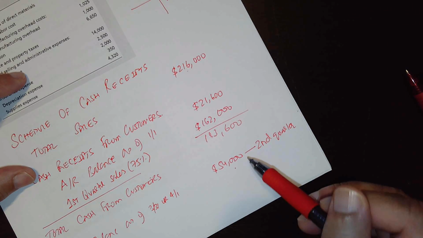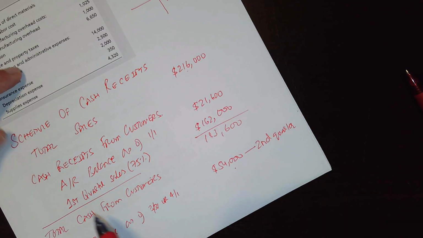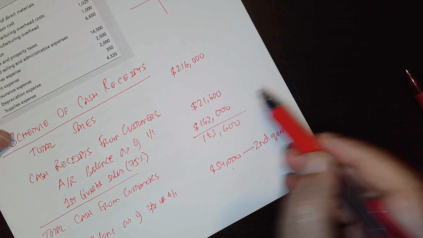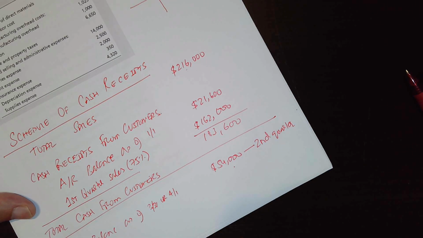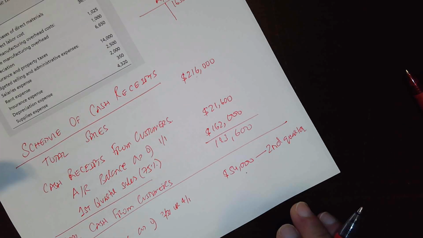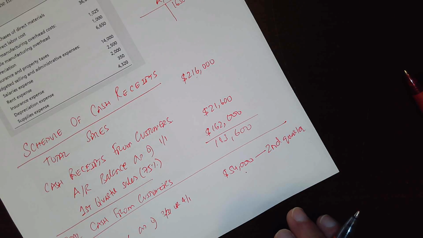All right, so that is your schedule of receipts from your customers. This is your total sales, so this ends over here. This is just a side note for your understanding that I'm putting over here. So that is our schedule of receipts. Now we're going to make a schedule of payments.